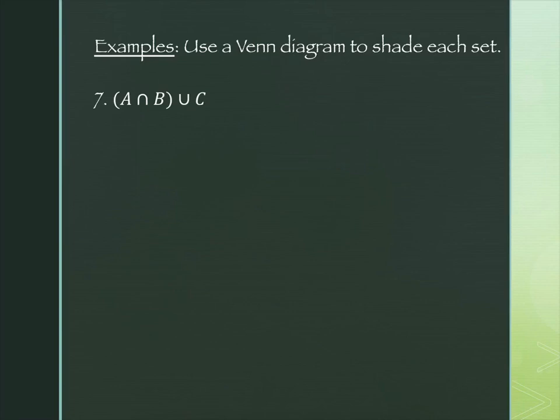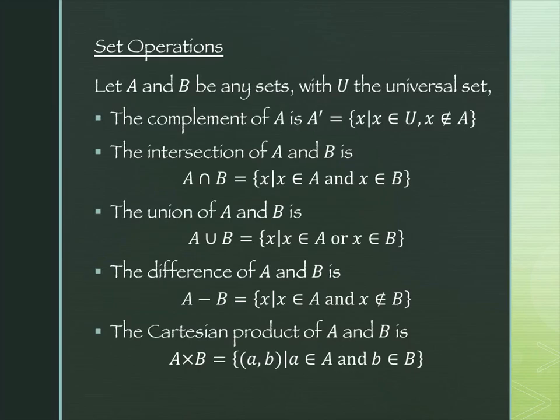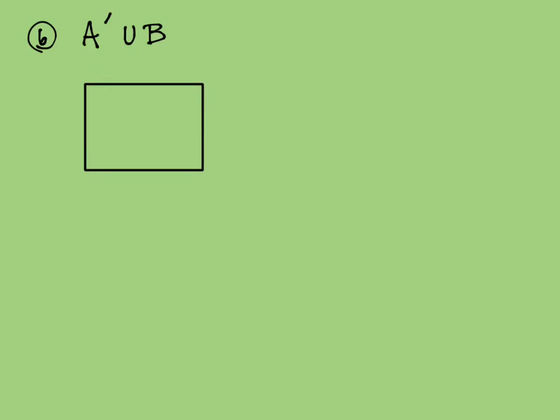Okay, I am missing a slide. I'll go over here and put it in. Number 6 says that we're going to do A complement union B. So we have 2 sets, which means we're going to have 2 overlapping circles, and they're going to be drawn inside of a rectangle.